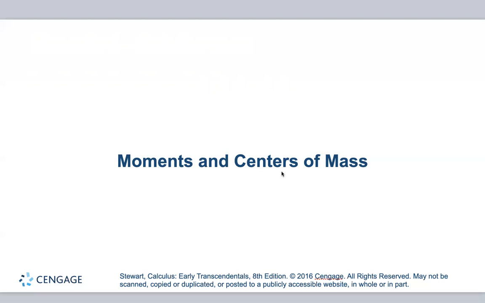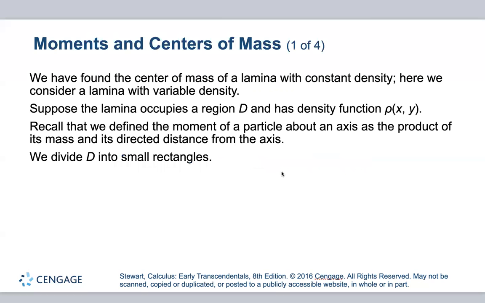Okay, so now let's go to moments and center of mass. Now we know how to find the total mass of a lamina. Now we want to find the center of mass. What is the center of mass? It is the point where if you put that lamina and rested it on a fulcrum exactly at the center of mass, then the lamina would balance.